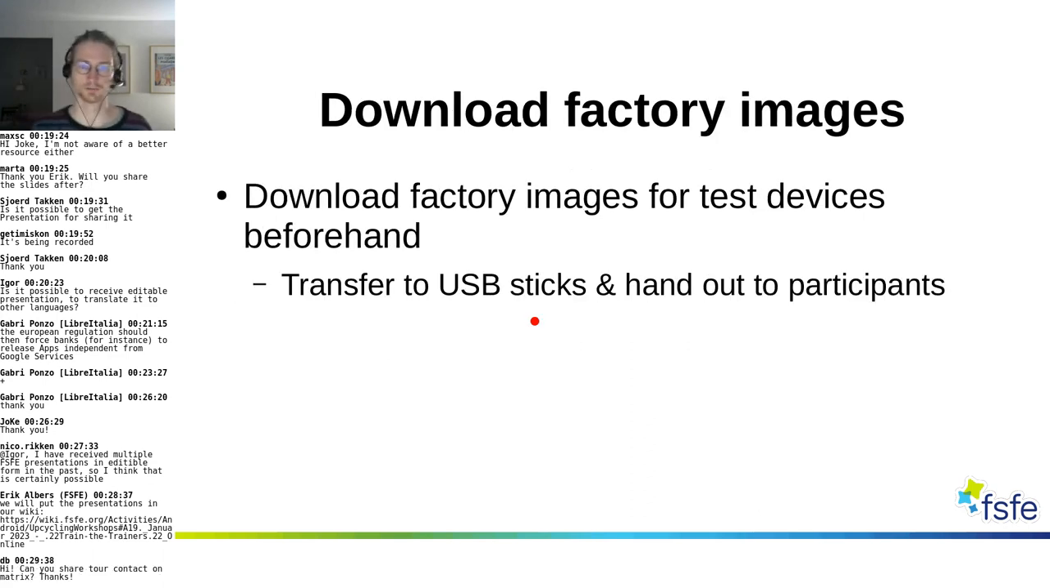Then the fourth point is downloading factory images beforehand. Especially if you bring test devices, just have some factory images of a free software operating system, download them and transfer them to the USB sticks and hand them out to the participants. This is especially useful if the Wi-Fi isn't that good at the workshop location, but make sure to check beforehand, and this is always a good thing to do.